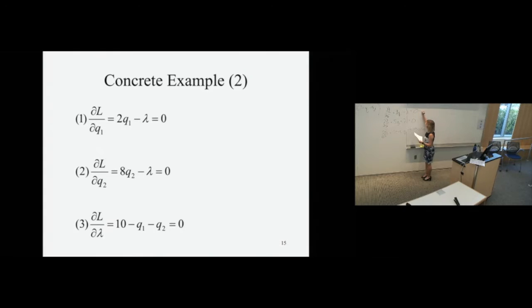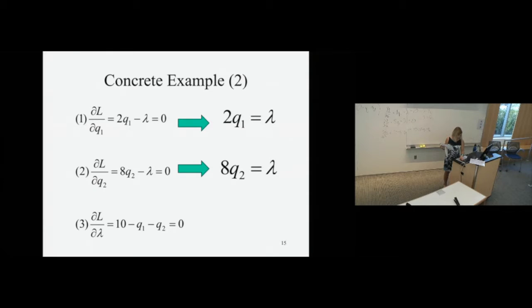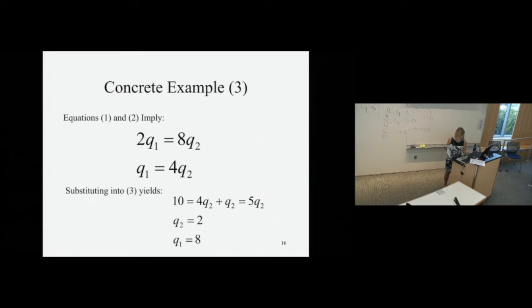And then here, we've got lambda is equal to 2Q1. Here we get lambda equal to 8Q2. Set those equal to each other. So our equation 1 and our equation 2 give us 2Q1 is equal to 8Q2. Do some algebra. Q1 is equal to 4Q2.